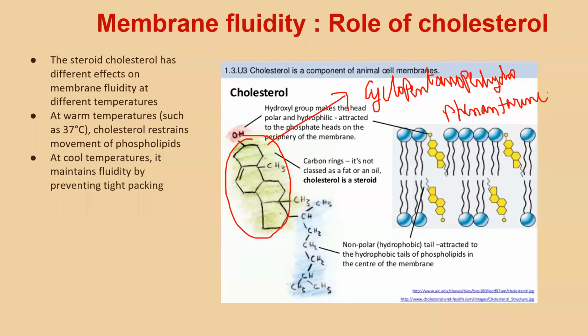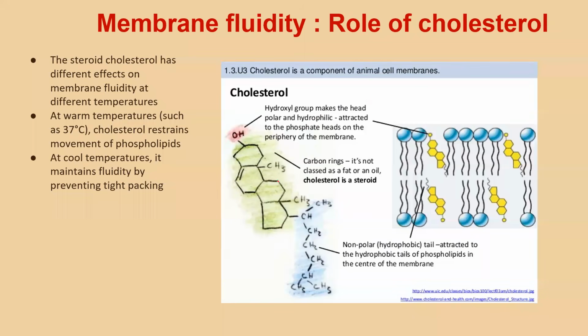Cyclopentanoperhydrophenanthrene is the name of the ring of the cholesterol. Now you have to ask me, sir, how is the cholesterol situated in the plasma membrane? Every student, please look into the diagram very carefully, friends. This is what group of the cholesterol? This is the OH group of the cholesterol. The OH group of the cholesterol is associated with the polar head of the plasma membrane.